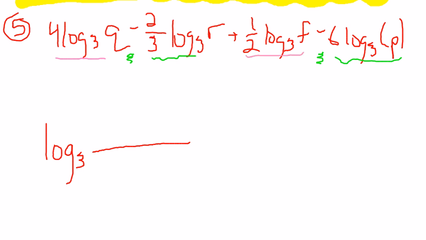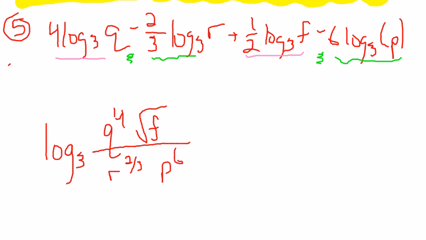So, here, back to red. I'm going to have a Q in the top. It's going to be to the power of 4. And I'm going to have an F in the top. It's going to be to a 1/2 power, which corresponds with square root. In the bottom, I'm going to have an R. It's raised to the 2/3. And then I'm going to have a P. It's raised to the 6th.